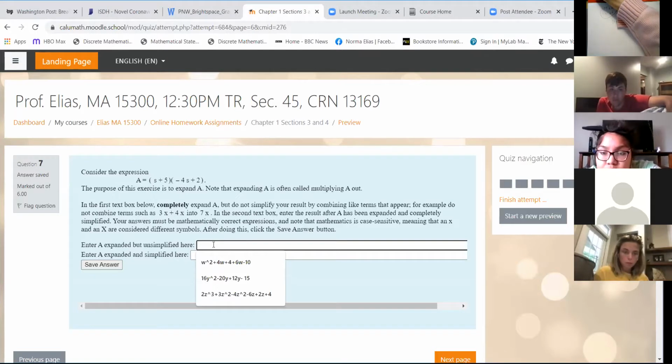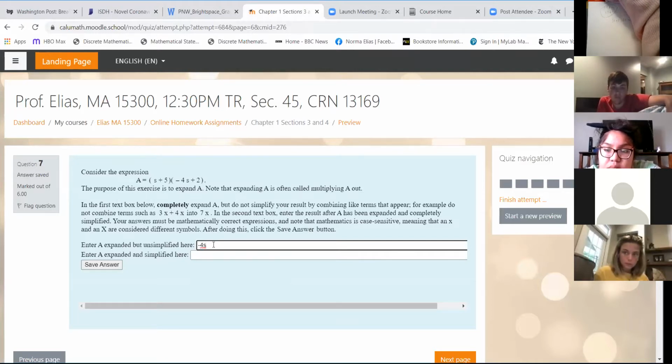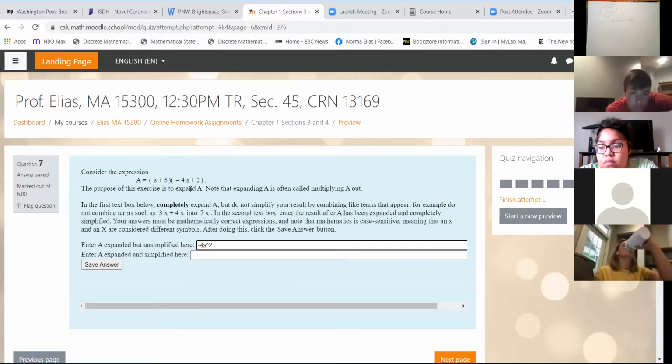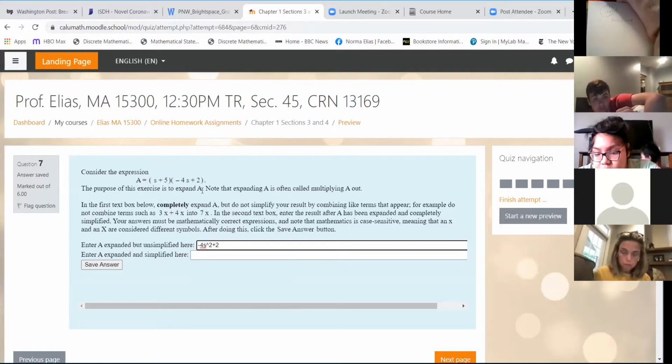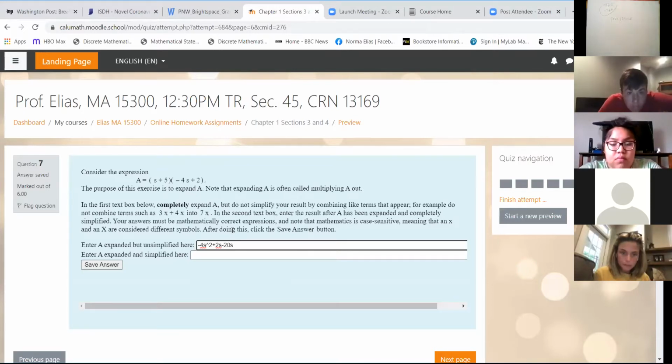Let us, for example, multiply them. S times minus 4s, so I'm going to get minus 4s squared. Okay, minus 4s squared, and then plus 2s. And then minus 20s. I'm just distributing slowly. And then the last one should be plus 10. Did you see what I did? I tried not to make a mistake in the first one, so I'll double check myself. So it's minus 4s squared plus 2s minus 20s plus 10.